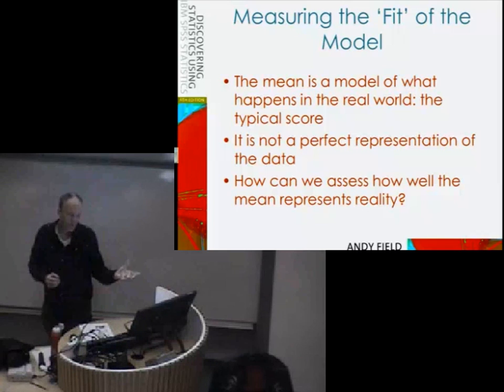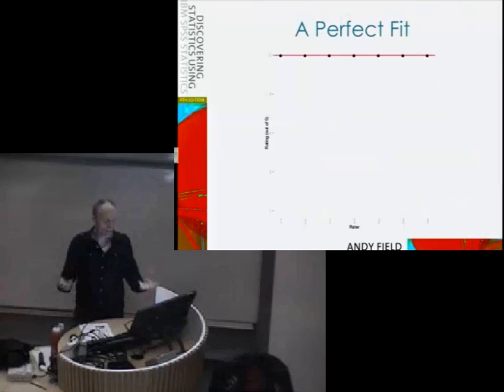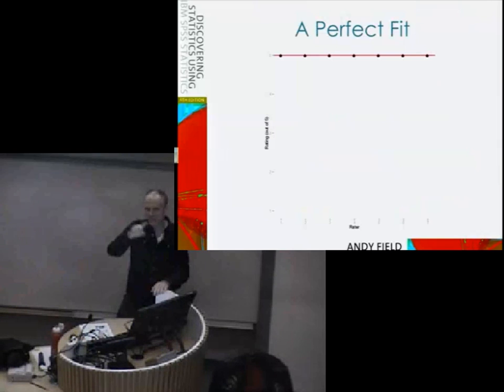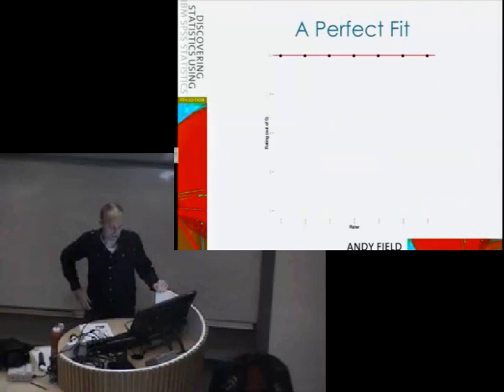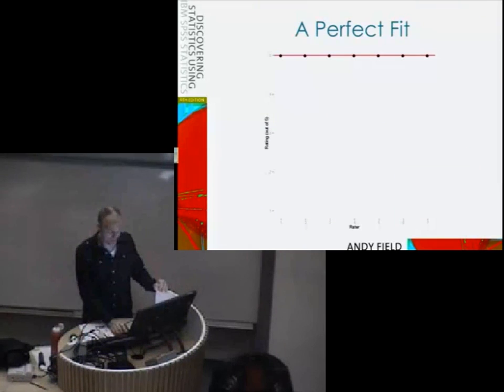So in an ideal world, models will be perfect. So this would be a kind of an example of a perfect fit. So every data point is exactly the same. So if we calculate the mean of it, we get a value that's the same as all the data points. So every data point falls exactly where the model would predict it falls. So the dots are all sitting nicely on the line. That would be a perfect fit. That never happens. Never ever. And if it does happen, it's weird. It means all your scores are the same.